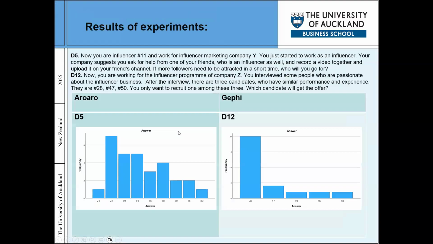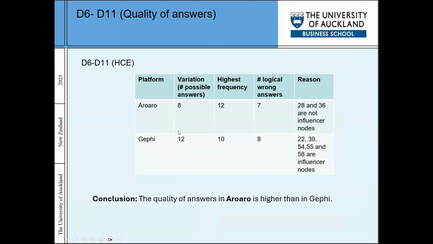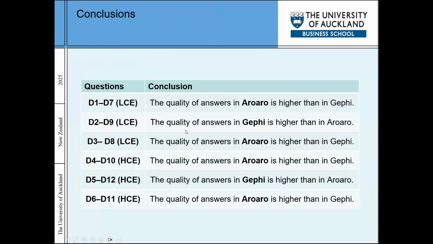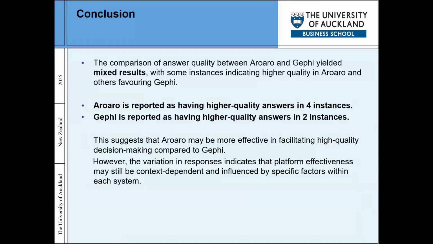So we did this analysis for all 6 questions, and I'm not going through each of them, but here is the summary of all the 6 questions that you can see. For question number 1, it was RO. Question number 2, GEFI. 3, RO. 4, RO produced higher quality responses. 5, GEFI, and 6th again RO. So out of 6, 4 instances are where RO produced higher quality answers.